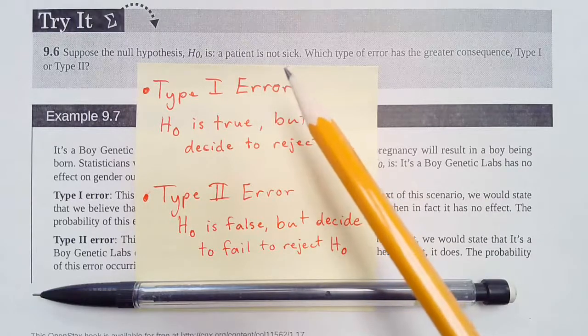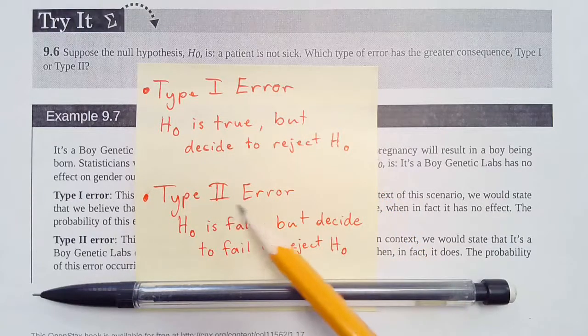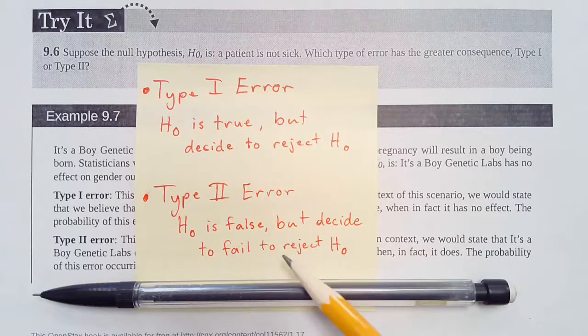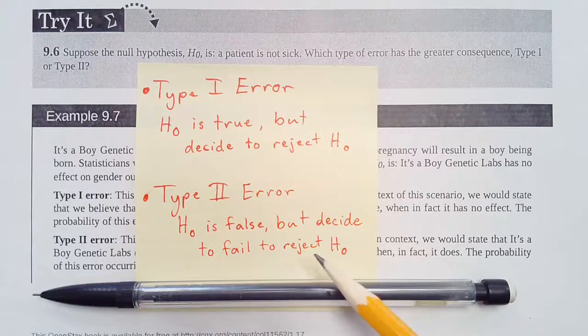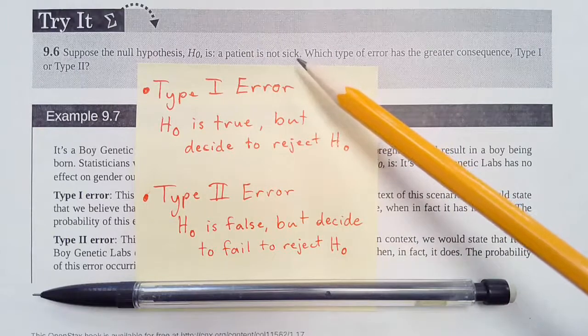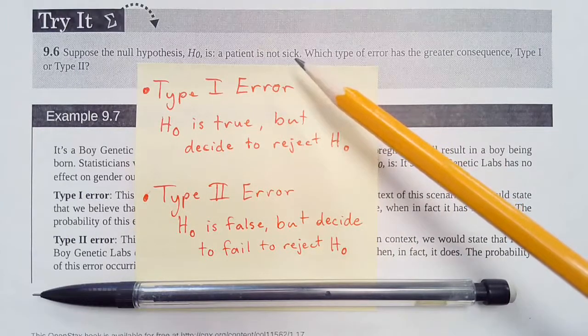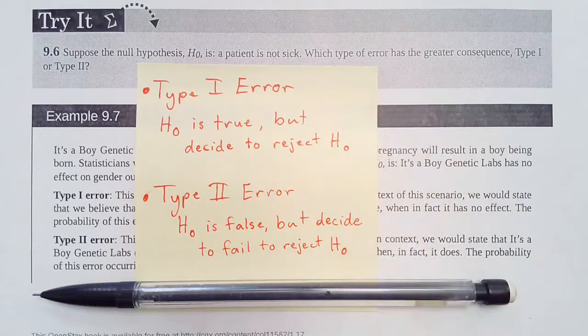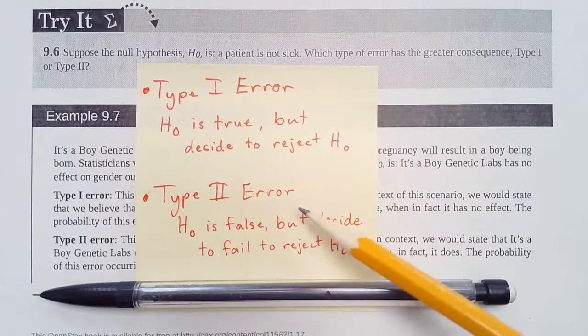Type 2 is the hypothesis is false, but the decision is to fail to reject the hypothesis. So saying in this one that the patient is sick, because that means this is false. So the patient is sick, okay, but we fail to reject that hypothesis. So if the patient is sick, but we fail to reject that, we're not going to treat him. So in this case, a type 2 error has greater consequence. Okay?